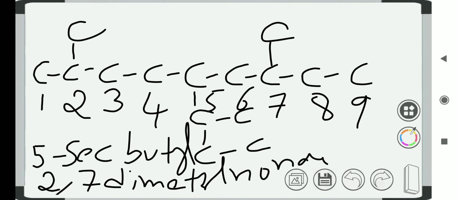So these are the rules to give the names of alkanes. Try to practice more structures in order to get accurate naming. Okay, we'll see later on.